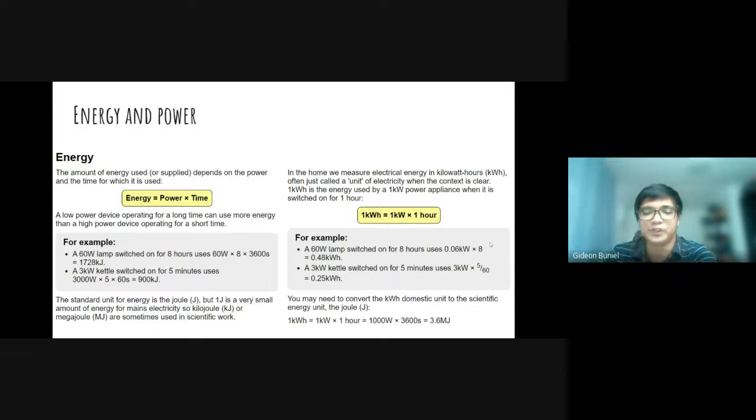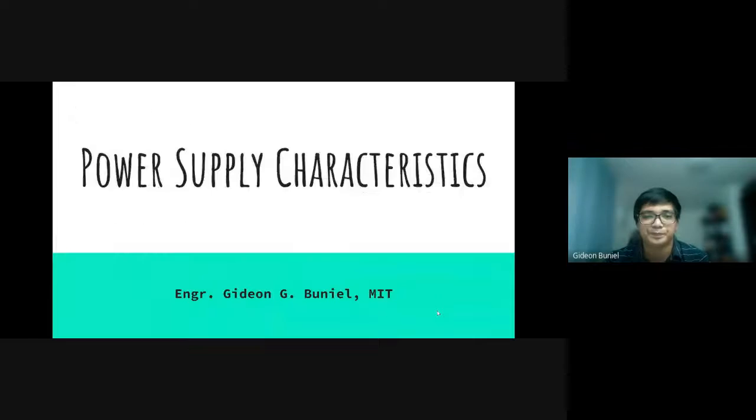You may need to convert the kilowatt hour, the domestic unit, to the scientific energy unit, the joule. So 1 kilowatt hour is equal to 1 kilowatt times 1 hour. That is 1,000 watts times 3,600 seconds. For 1 hour, that's 3.6 megajoules.